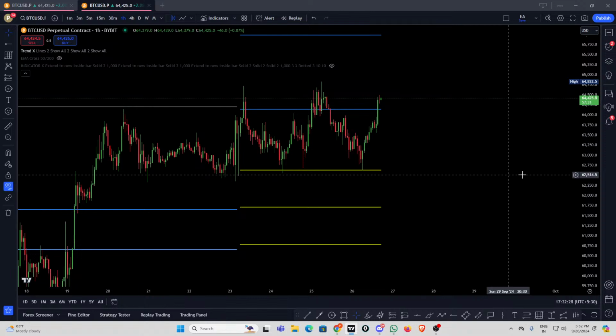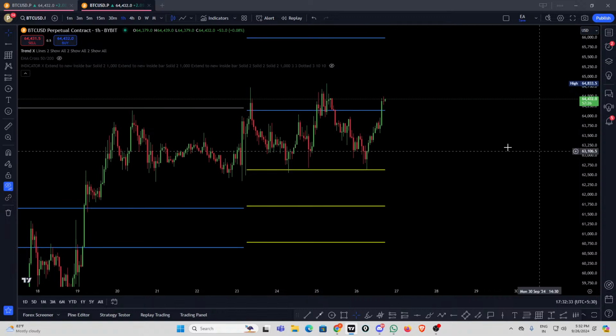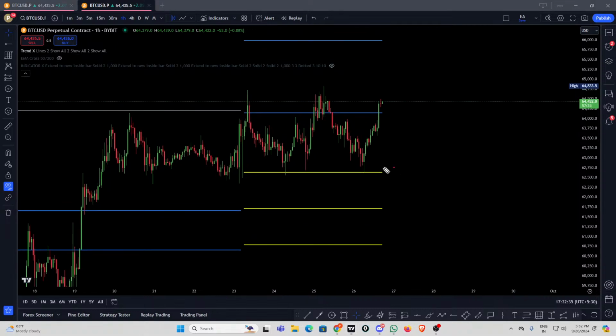I'll hide the drawings. Just you can see here this area. This is our weekly Trendex, and it is a wide weekly Trendex. But still, we can find a trade.